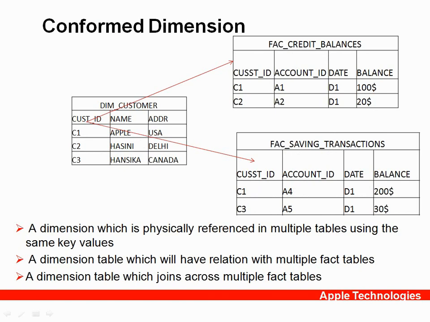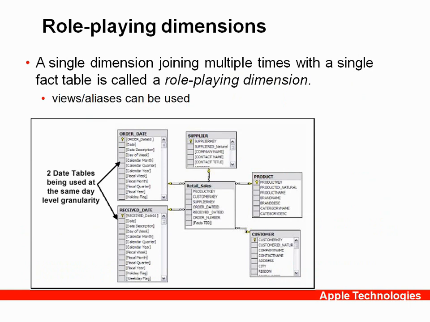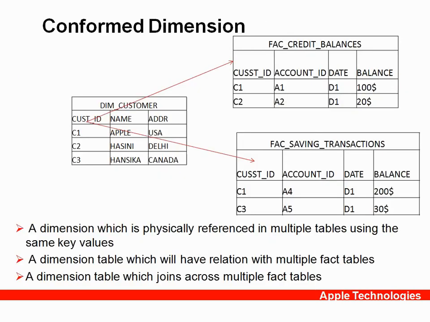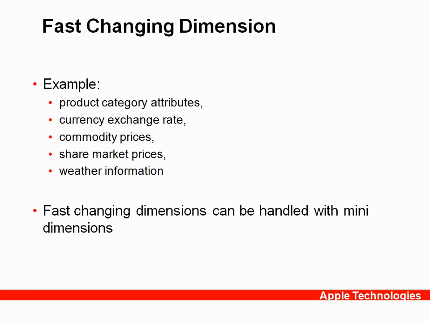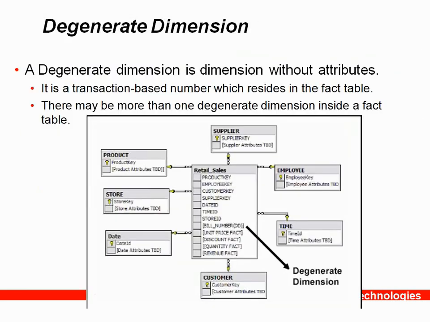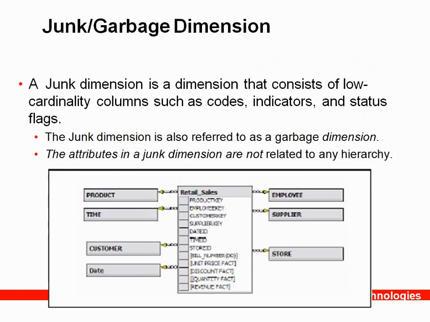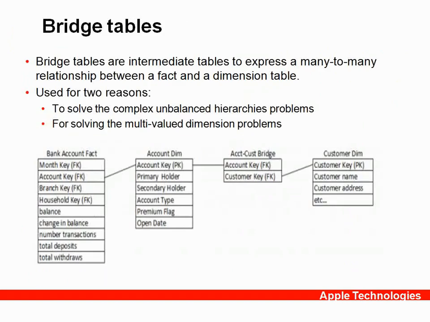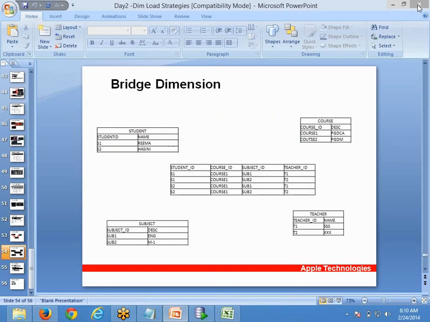Apart from this, a lot of things are there, and we'll discuss them in advanced classes. These are very important for interview purposes. There will be 3-4 questions from this topic: What is a role playing dimension? What is a conformed dimension? What is a monster dimension? And what is a degenerate dimension? We have examples for everything and we'll see them in advanced classes, because at this moment it will be tough for you to understand.